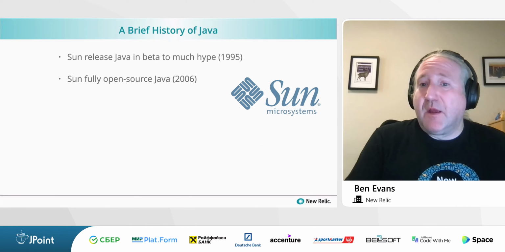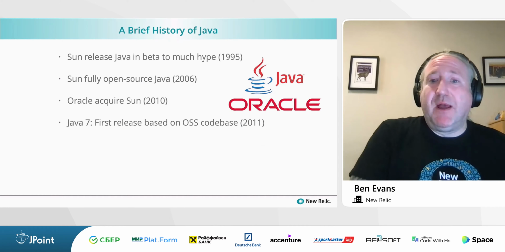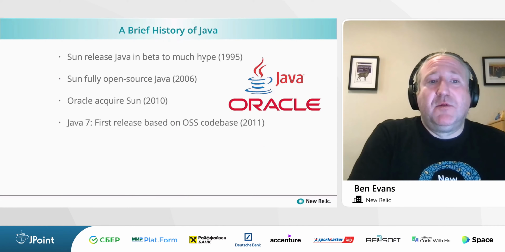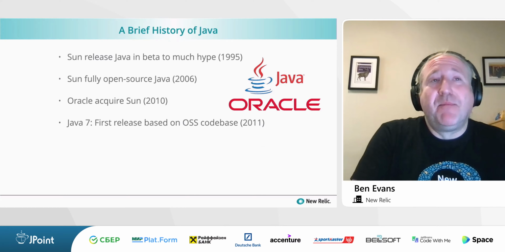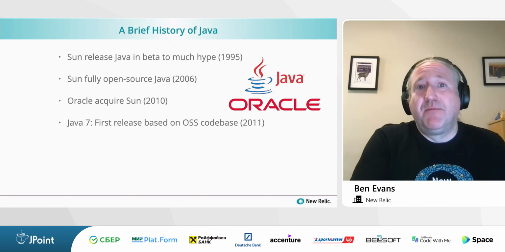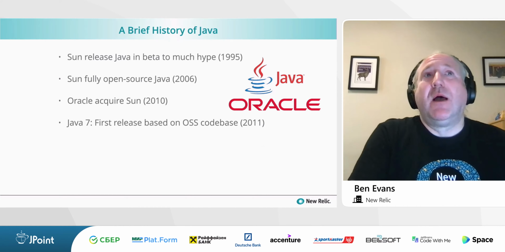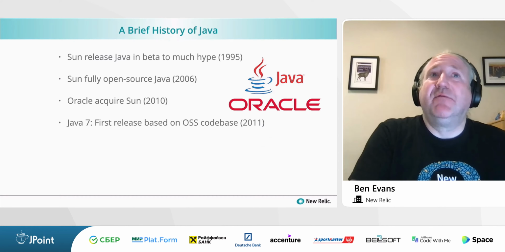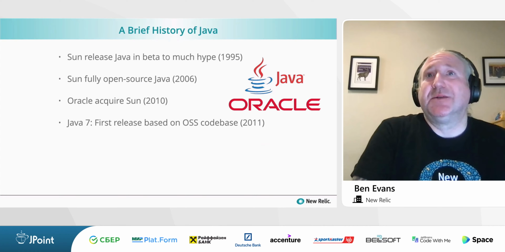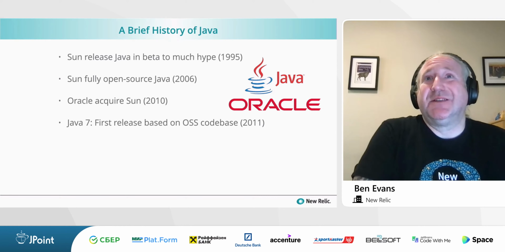Okay, let's jump ahead to 2010. Oracle acquire Sun. They basically, Sun Microsystems run into trouble. Oracle buy them, and they released the first version of Java that's based on the open source code base in 2011. Right, so that's Java 7.